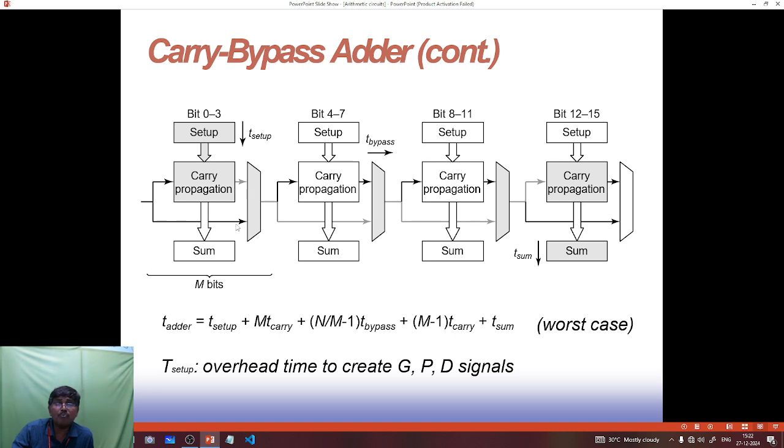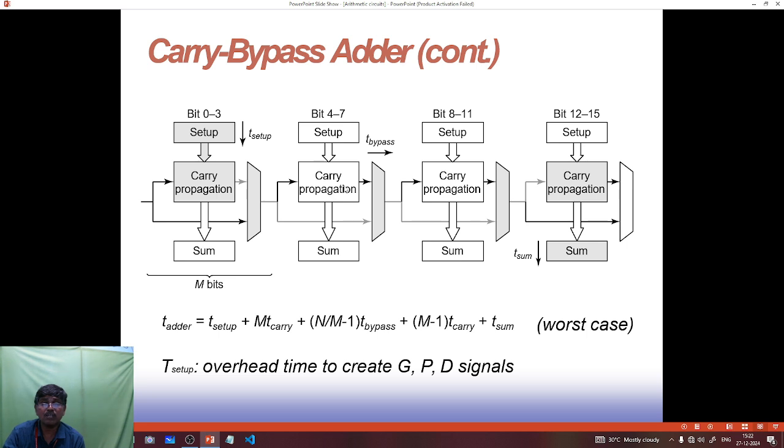There is a skip operation. When Ci is equal to 0, the carry propagation operation will happen, and it will reach a multiplexer. There is a multiplexer here. Here also a direction will be there, whether 0 or 1. If 0, it will be propagated to the next carry propagation section. Otherwise, it will be directly connected to the next multiplexer.